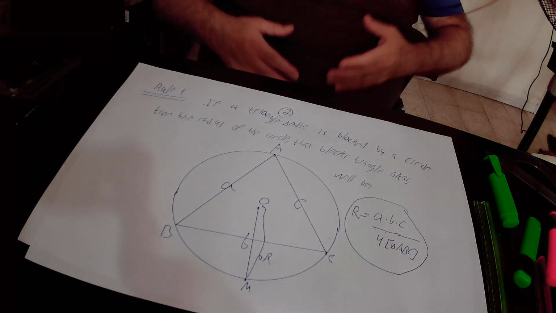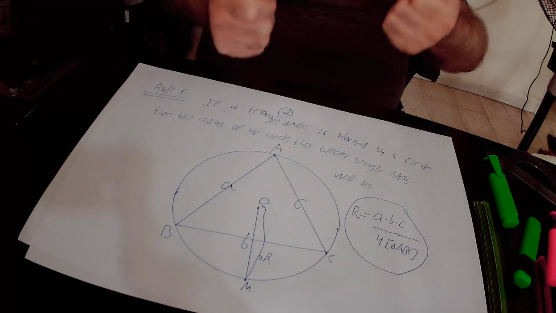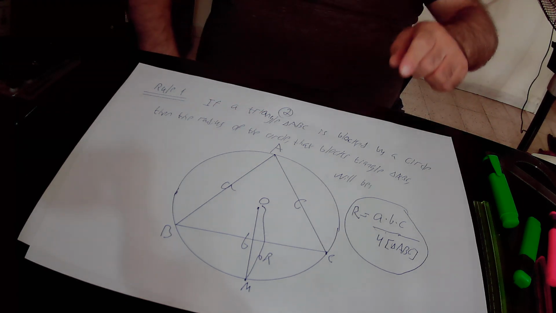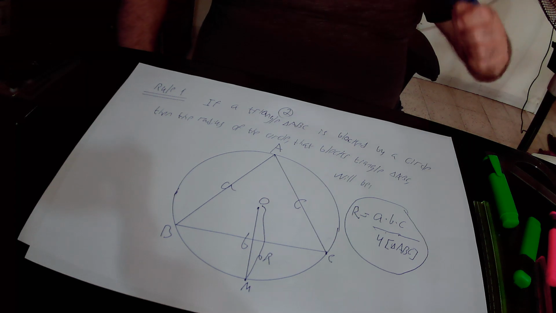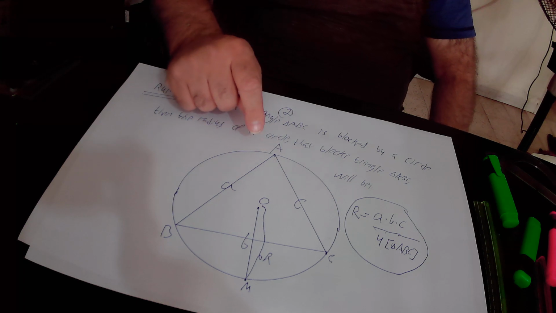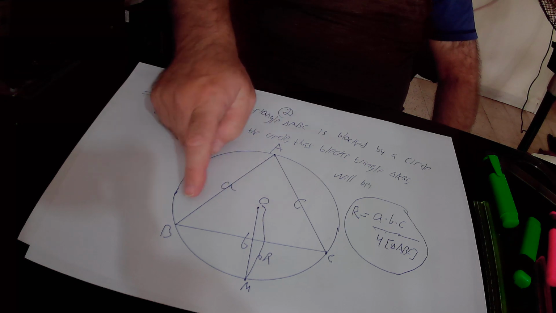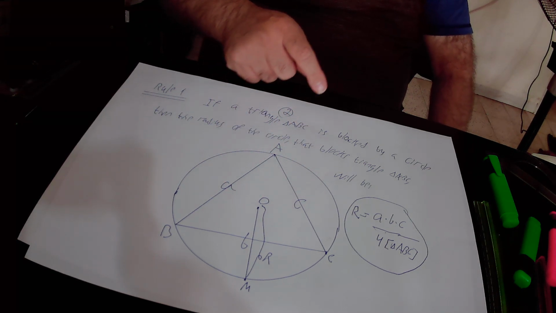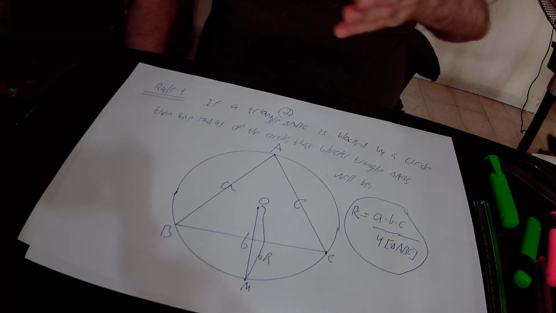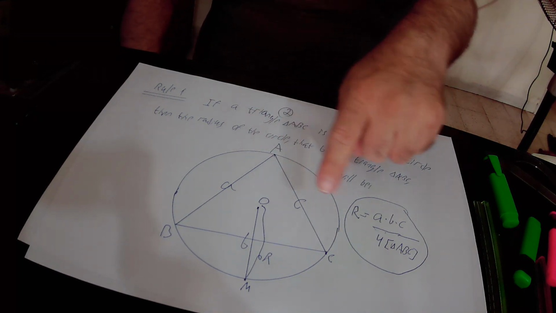Okay? So whenever you have a triangle that is blocked by a circle, you can find the radius of the circle that blocks the triangle according to the following formula. The radius of this circle, which we defined as capital R, will be equal to A times B times C. A is the length of side AB, B is the length of side BC, and C is the length of side AC. So A times B times C is the multiplication of the side lengths of the triangle by each other, over 4 times the area of this triangle ABC.